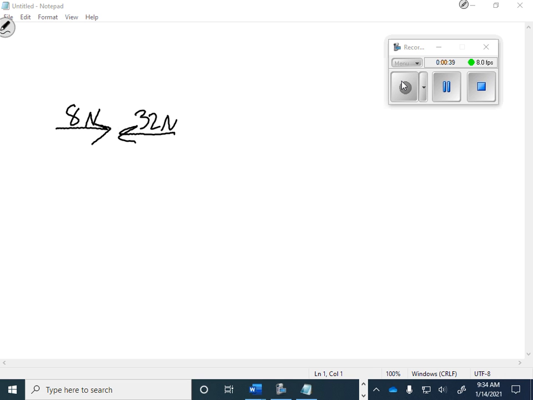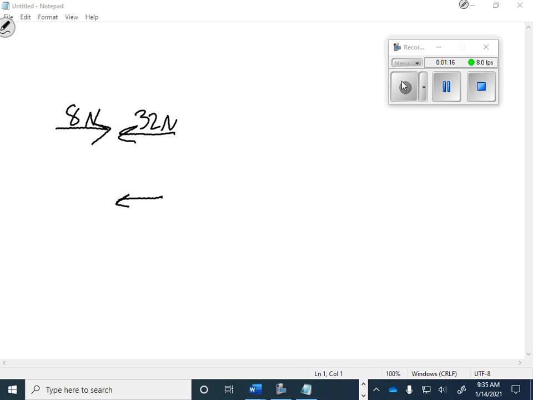Then for the net force of this problem, we know that the direction of the force will always be in the same direction as the highest force. And so the highest force is 32 newtons. That's going this direction. And so after we combine these two forces, our direction will be to the left. When we combine two forces in opposite directions, we always subtract them. When we combine two forces in the same direction, then we always add them together.